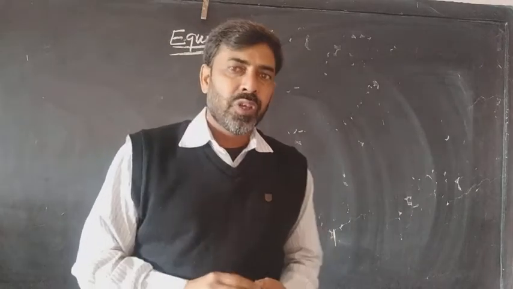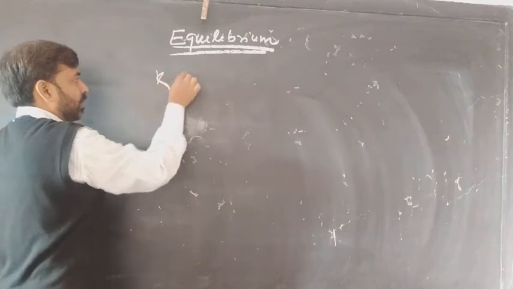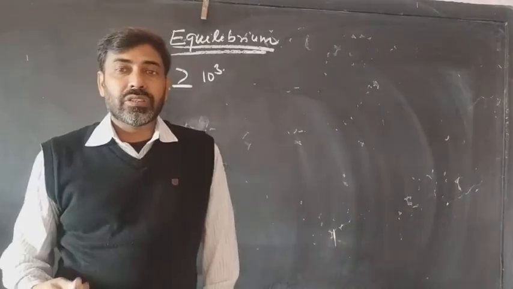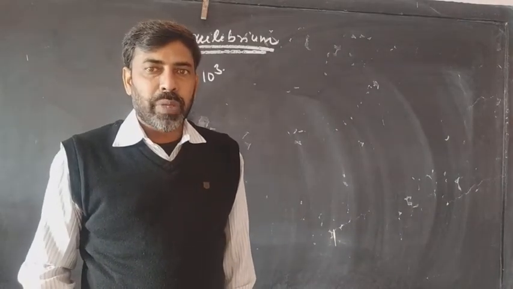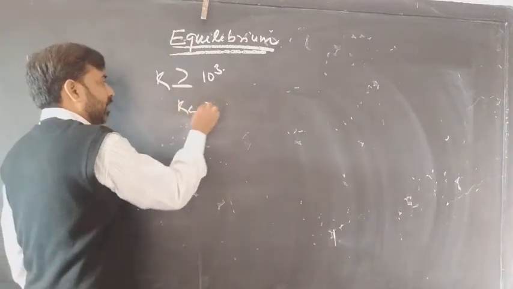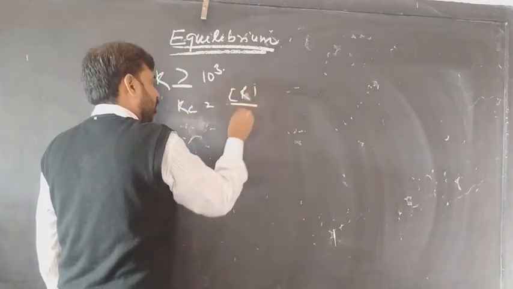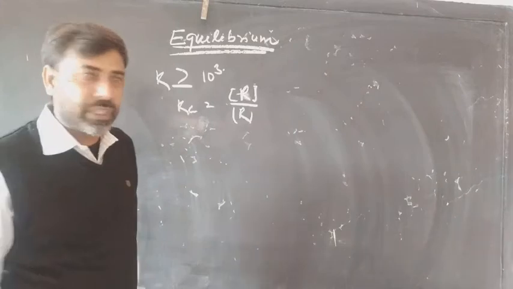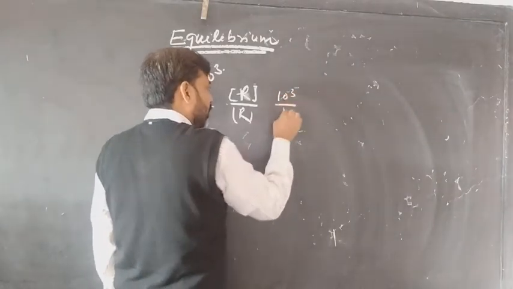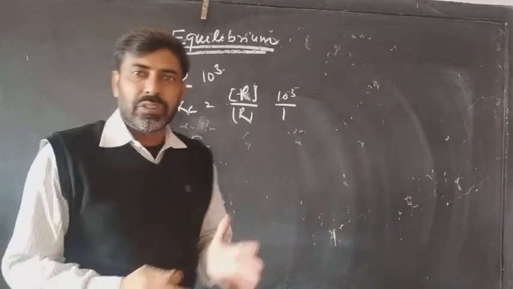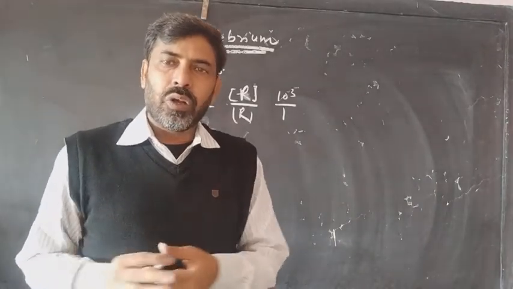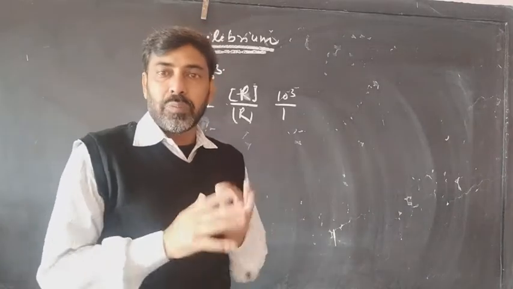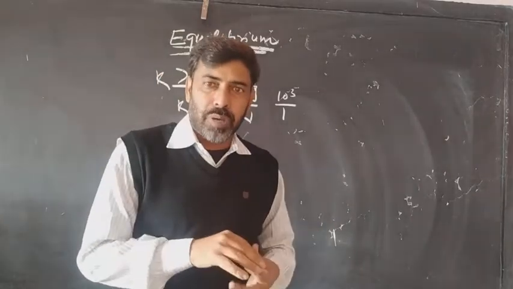Here we say if the value of Kc is equal to or greater than 10 to the power 3, the reaction is considered almost complete, because Kc is the concentration of product upon the concentration of reactant. So if the value of Kc is 10 to the power 3, that means it is 10 to the power 3 by 1. It means out of 1001 particles, only 1 remains unreacted after reaching equilibrium. That means almost all the reactants are converted into product.